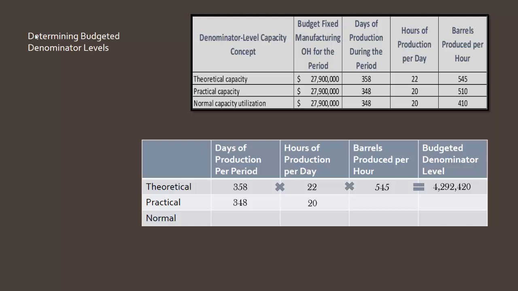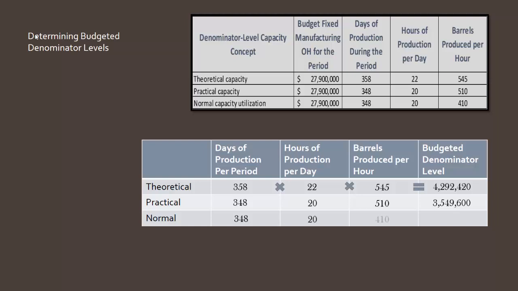We can only operate 20 hours a day, and we can only safely produce 510 barrels per hour. So our practical denominator level, our practical amount of units we think we can make, is 3,549,600 barrels of beer.